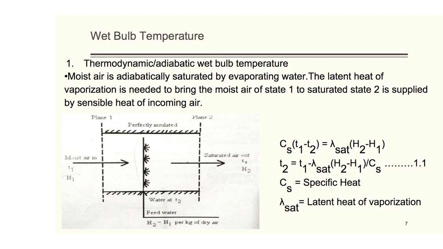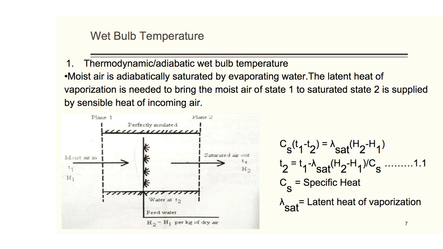Next, here we have wet bulb temperature. There are two types of wet bulb temperature: thermodynamic or adiabatic wet bulb temperature, and the psychrometric wet bulb temperature. So first, the adiabatic wet bulb temperature. For measuring this, first, what is the adiabatic wet bulb temperature?